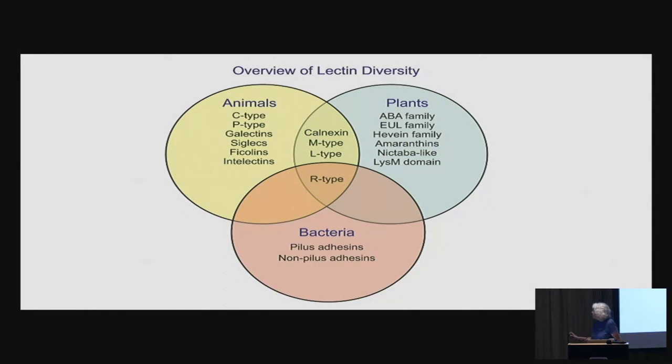But there are a couple of lectin families which are conserved in multicellular eukaryotes, and those are the ones involved in folding and intracellular trafficking. And the R-type is the only type of lectin that you find in all domains of life, so animals, plants, and bacteria.